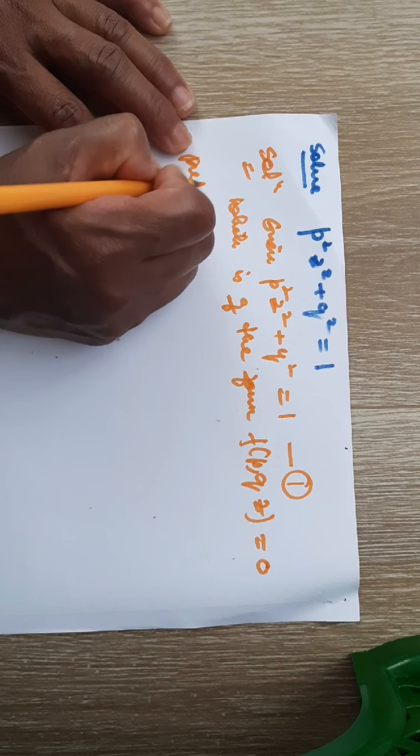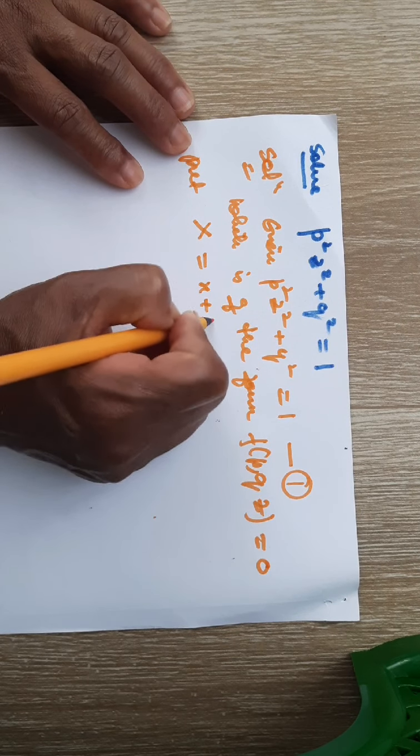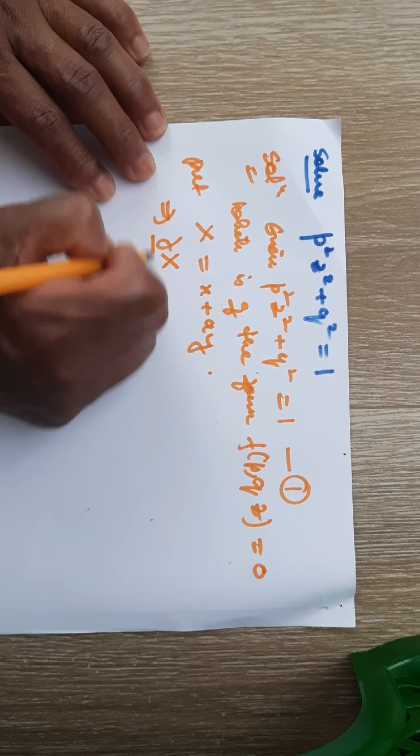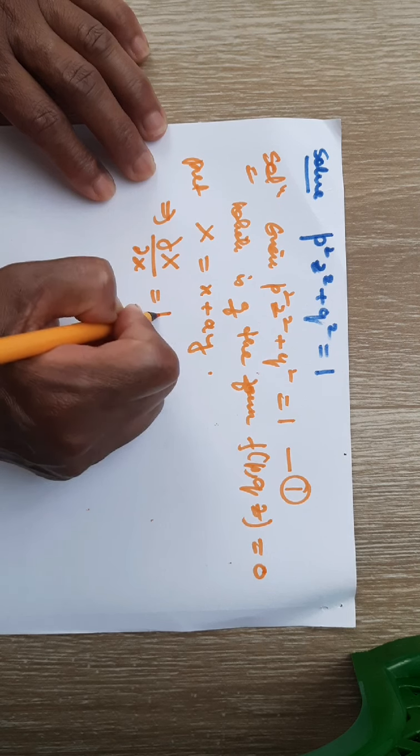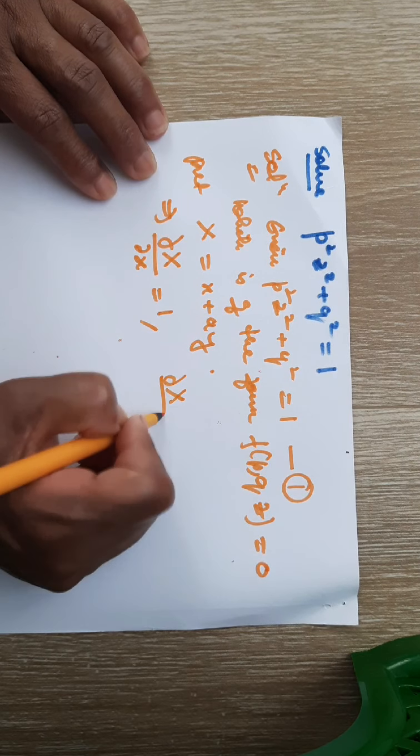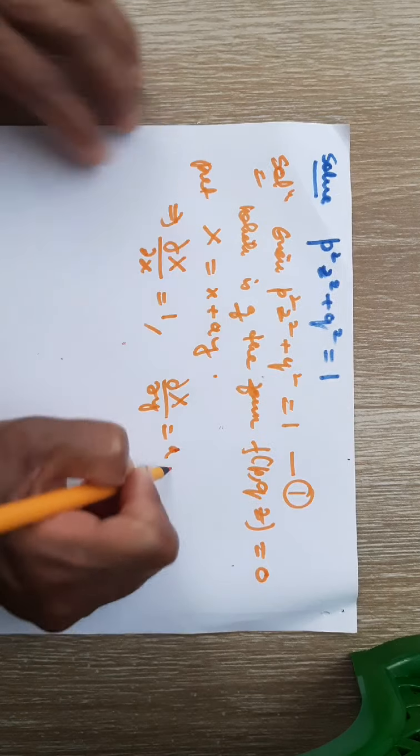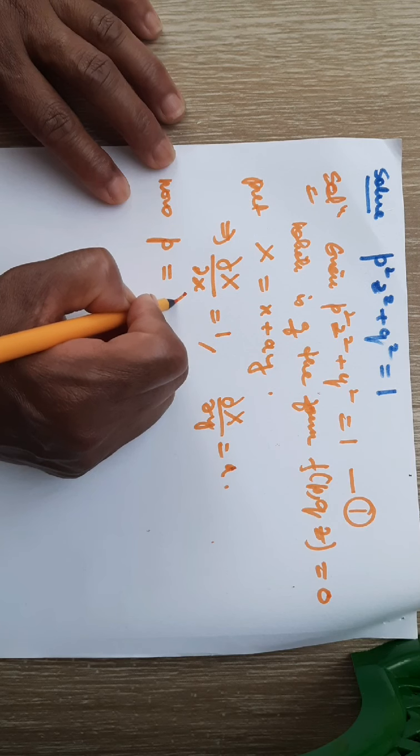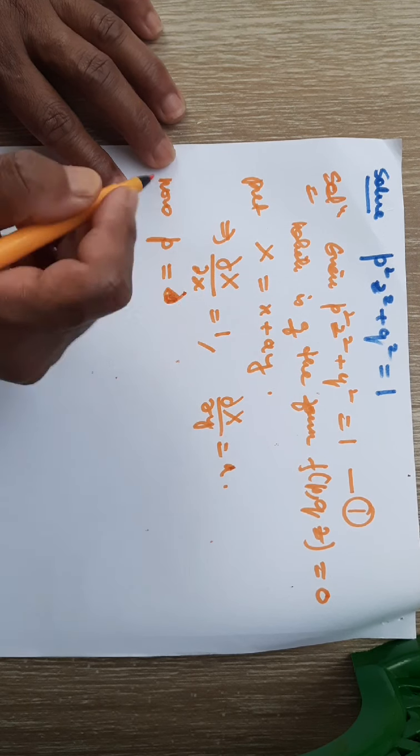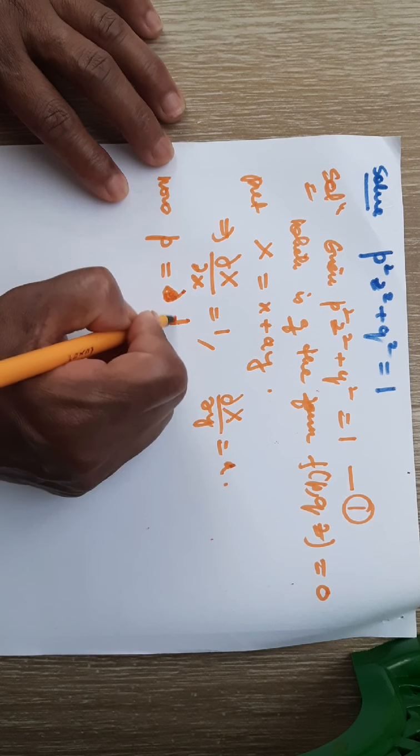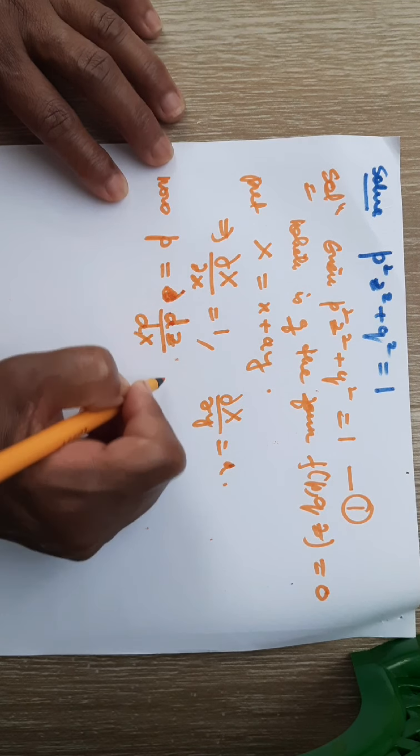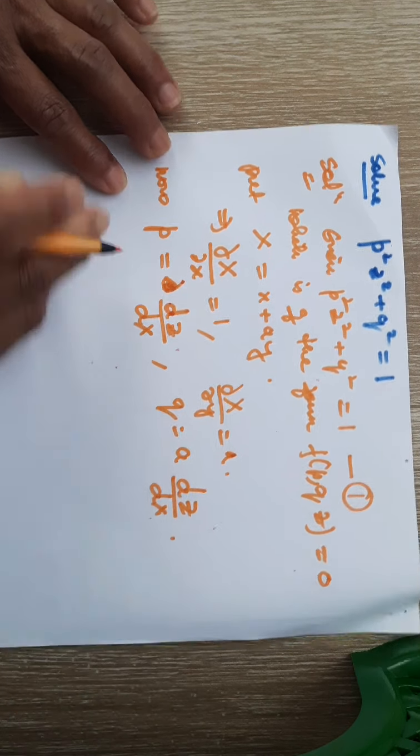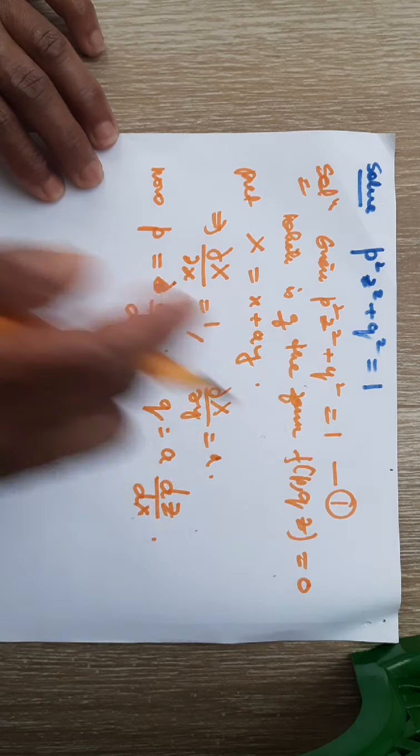Now for this one you put capital X equal to x plus ay, and this will imply that del X del small x is equal to 1 and del X del small y is equal to a. Now what is p? Straight away I'll write that one. It will be dz dX, and q is equal to a dz dX. Now let us substitute the values of p and q in equation 1.